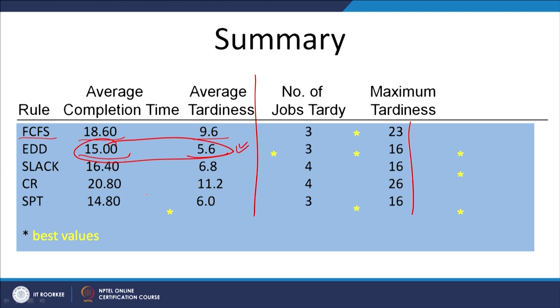The other one is the shortest processing time, for which the average completion time is the minimum while the average tardiness is the second highest. So these two rules can be chosen suitably as per the relative importance of the system efficiency or the customer service or customer satisfaction in mind.